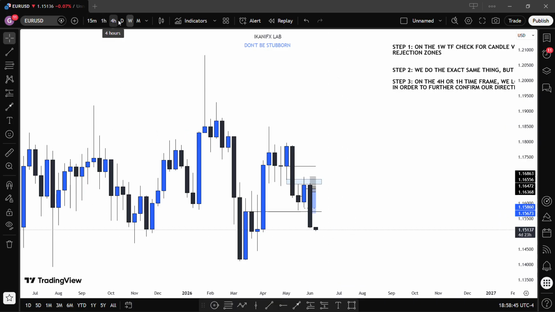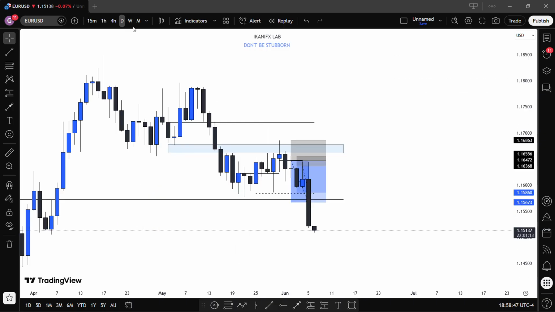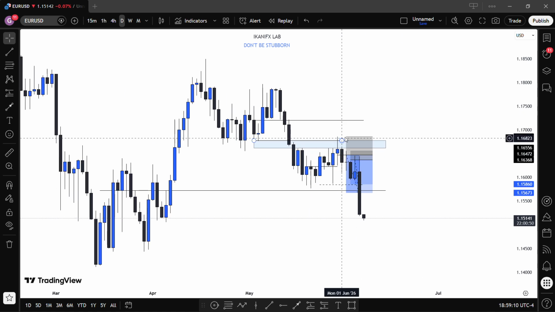Then we go down to the daily. On the daily time frame, what can we see? These are zones that I drew last week. Last week I couldn't post because I was really busy, but I can add that to the video so you guys can see how we analyzed last week and how it's played out. But for this week, we're not going to put that into consideration. We're just going to further our analysis.